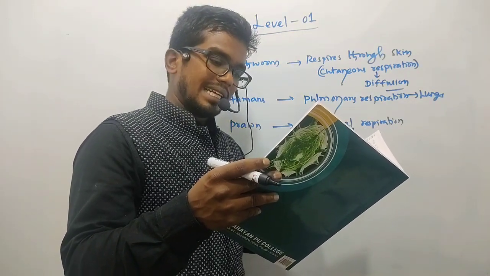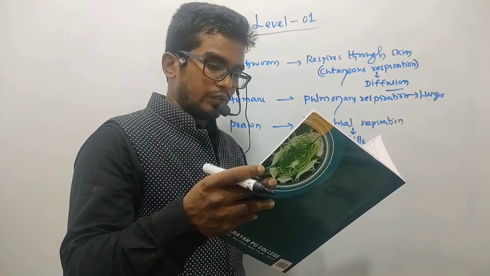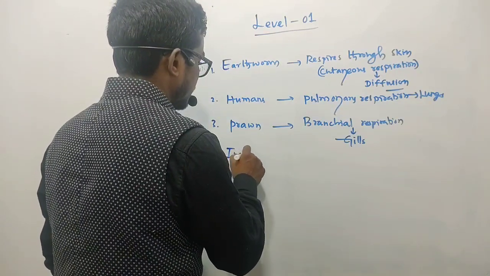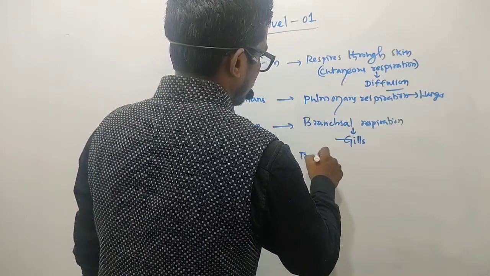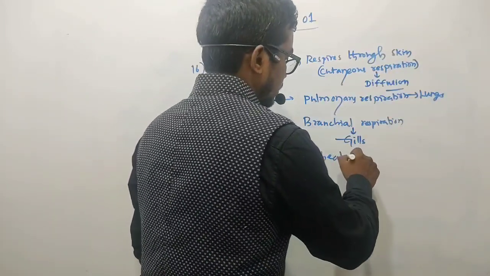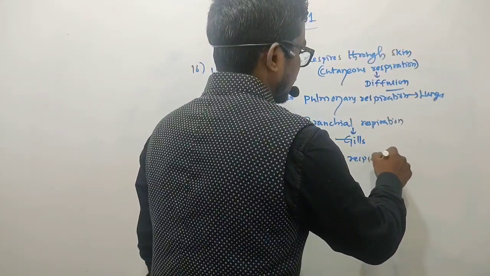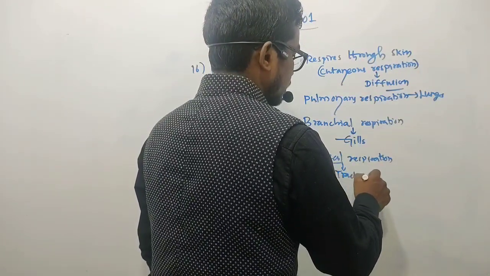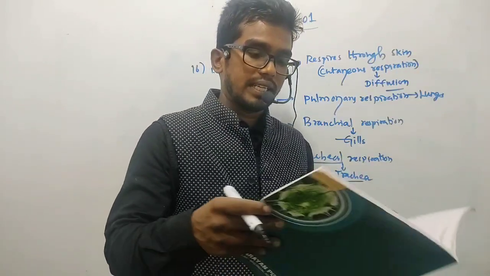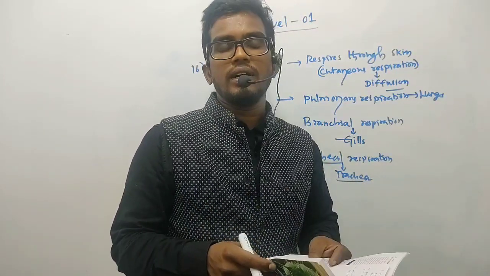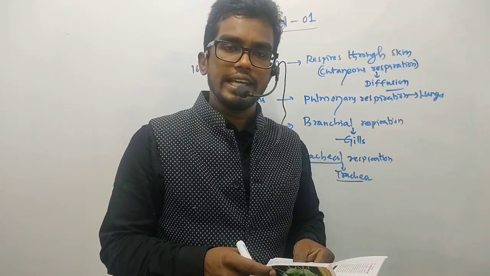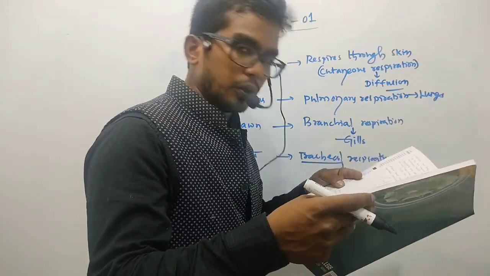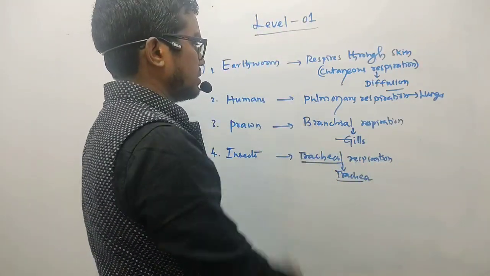Then insects is the last option. So we know that insects have tracheal respiration. The word itself gives us the very clear-cut meaning that the respiration occurs through trachea. What are trachea here? Trachea are a system of air-filled tubes, we can say. So without any hesitation, you can go for option 2, which correctly matches with these answers.